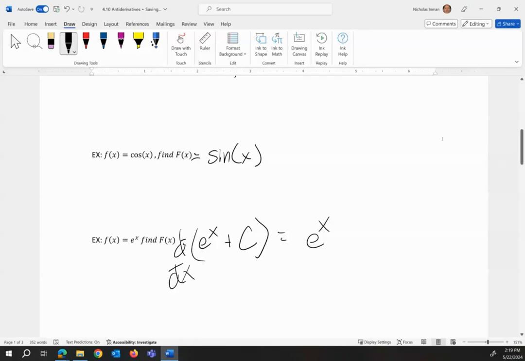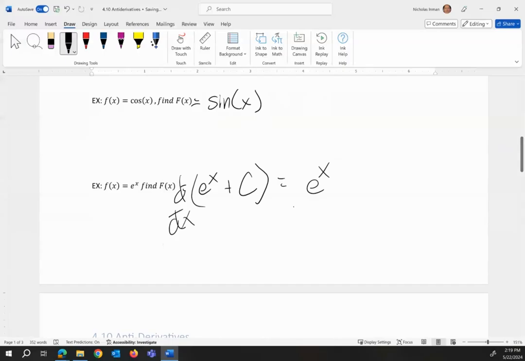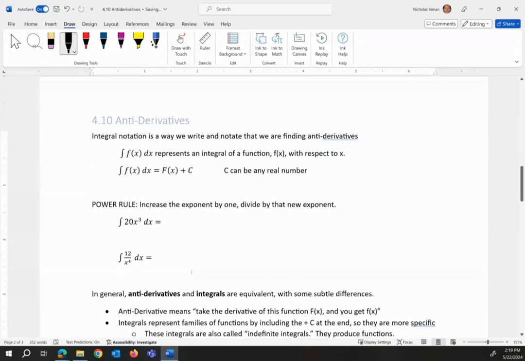So all I know is that the derivative is this thing. I can put any number right here, take the derivative, and it will still give me this answer. So that is what this plus c at the end of all of these integrals means. When you do an antiderivative, you don't need the plus c. But when you do an integral, you do. And that's really the only difference between the two things. Do you need the plus c or do you not?